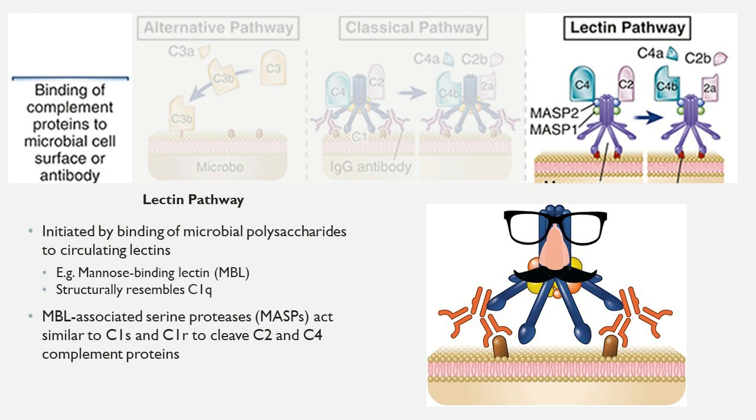Just like C1q binds to the C1s and C1r proteases, mannose-binding lectin binds to MBL-associated serine proteases that act in a very similar way. In fact, what they do is the exact same thing as the classical pathway, in that they help to cleave C2 and C4 complement proteins.